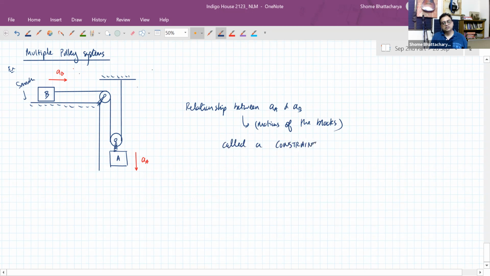So the term constraint actually means a limitation or a boundation or like a fixed rule. So this system has to follow a fixed rule. So that constraint basically comes from the fact that the thread length has to be conserved.